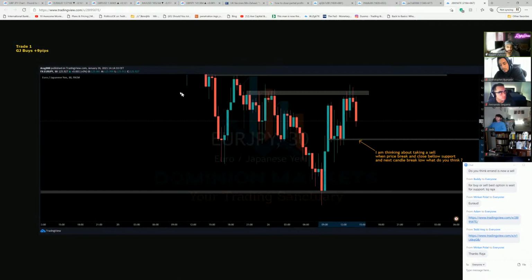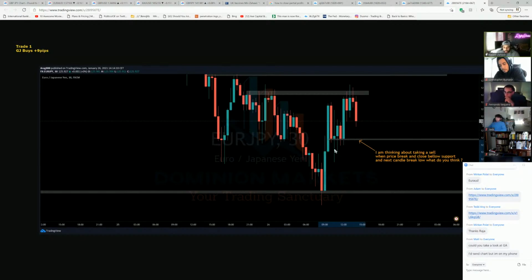Let's take a look at this chart over here. This is a Euro JPY chart. I'm thinking about taking a sell when price breaks and closes below support, and the next candle breaks low. What do you think? Yeah, I think it's good. If we start breaking below the support, you got these wicks to fill, and then you got this clean candle here for price to move into.